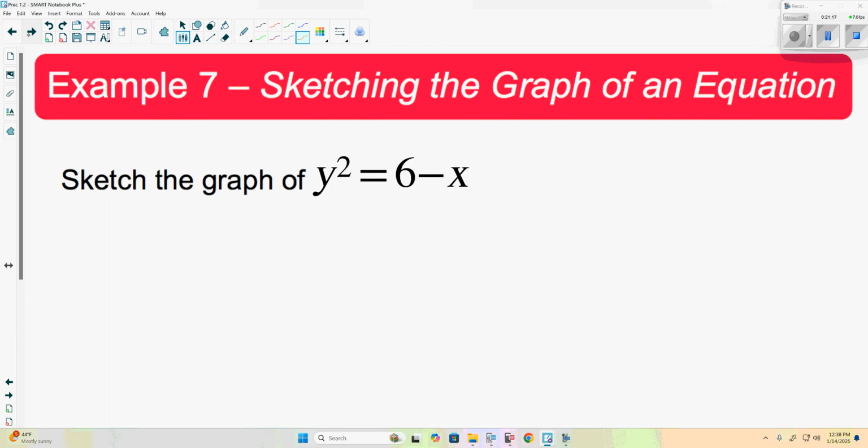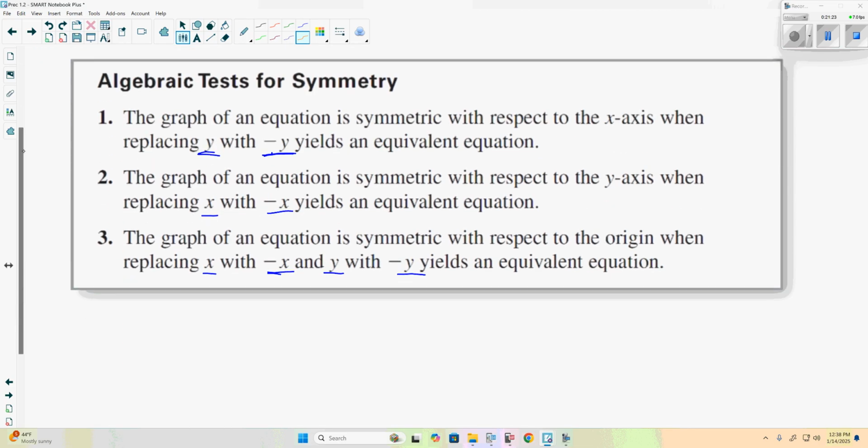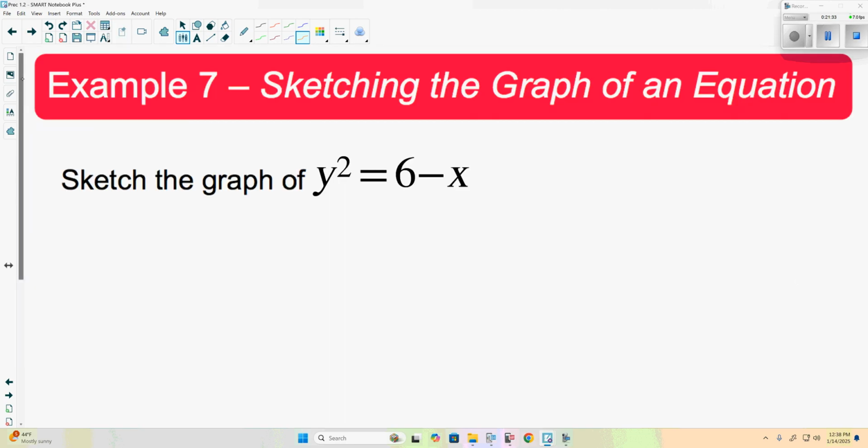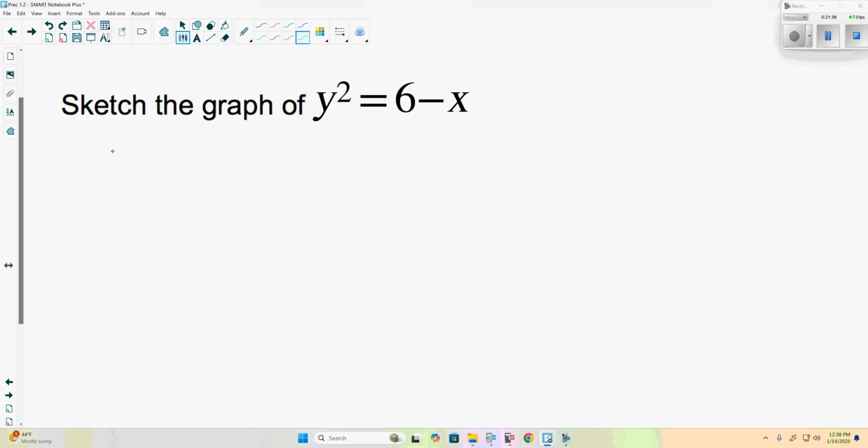So we're looking at this here, y squared equals 6 minus x. So we can start with respect to the x-axis. If it is symmetric with respect to the x-axis, if I replace y with negative y, we'll get back to our starting equation. So we'll have negative y squared is equal to 6 minus x.